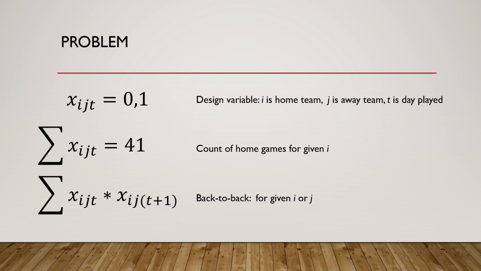For example, this is how I could count the number of home games a team plays and how I could count the number of times teams have to play back-to-back games. With 30 teams, 29 possible opponents, and 169 possible days a game could be played, there are a total of 147,030 design variables. This problem is way too big to solve completely by this method, so we need to find an optimization method to find a good solution in an appropriate amount of time.